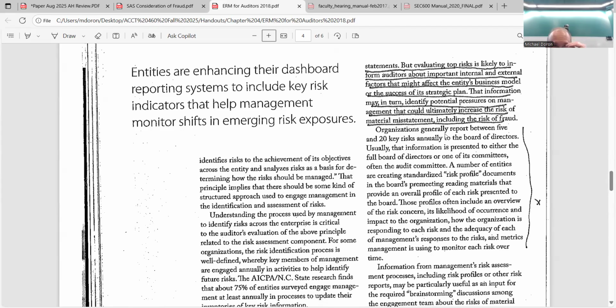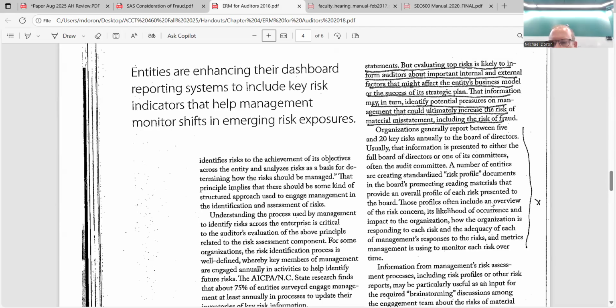So here, this guy, what he did was interview a bunch of real companies about how they do ERM, and this is what he found out. Organizations generally report between 5 and 20 key risks annually to the board of directors. Usually, that information is presented to either the full board of directors or one of its committees, often the audit committee. A number of entities are creating standardized risk profile documents in the board's pre-meeting reading materials that provide an overall profile of each risk presented to the board.